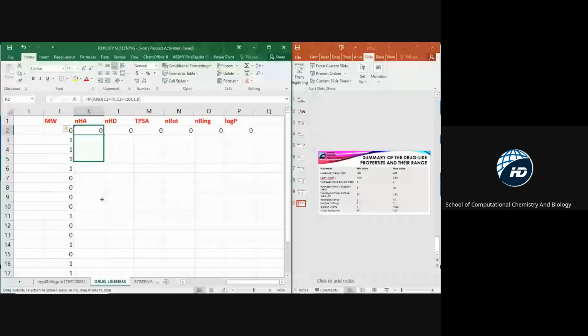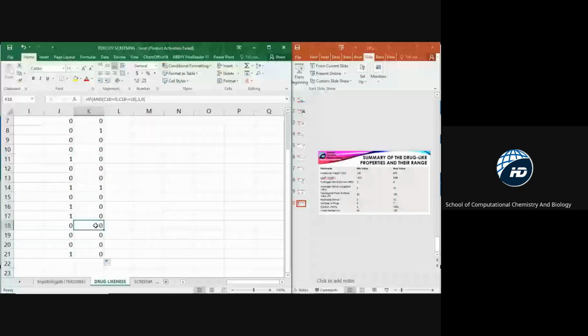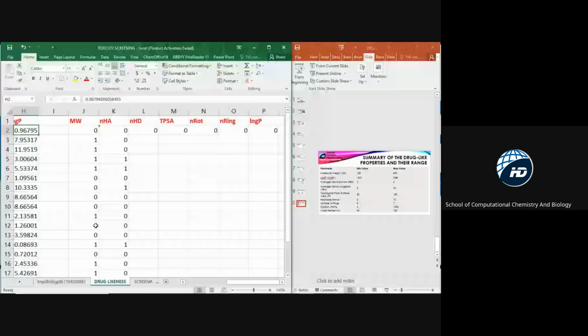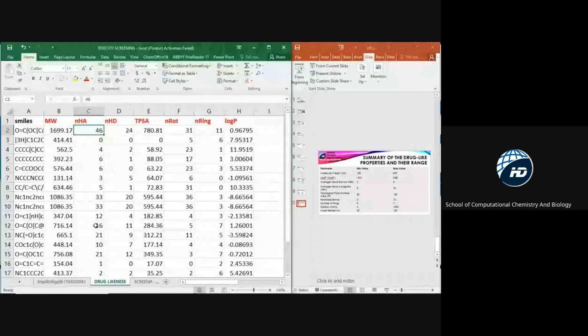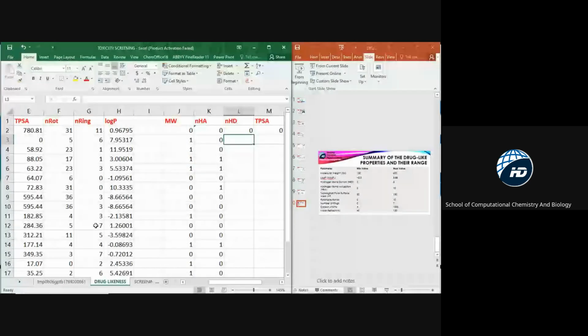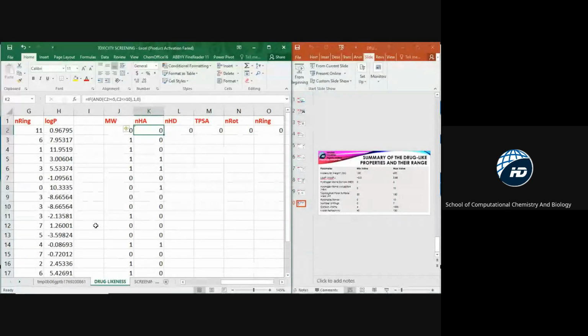You scroll down. This 0 means that the hydrogen bond acceptor is 46, so it is not right. I really love what we are doing tonight. Or do you think we should maintain the 0 to 10? Well, it's not ideal. There must be hydrogen bond acceptors.